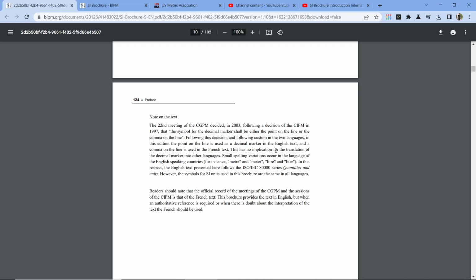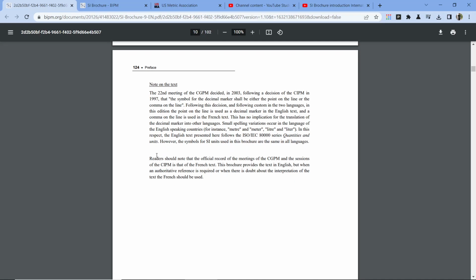Small spelling variations occur in the language of the English-speaking countries. For instance, meter and metre, liter and litre. In this respect, the English text presented here follows the ISO/IEC 80000 series, Quantities and units. However, the symbols for SI units used in this brochure are the same in all languages. Readers should note that the official record of the meetings of the CGPM and the sessions of the CIPM is that of the French text. This brochure provides the text in English, but when authoritative reference is required or when there is doubt about the interpretation of the text, the French should be used.